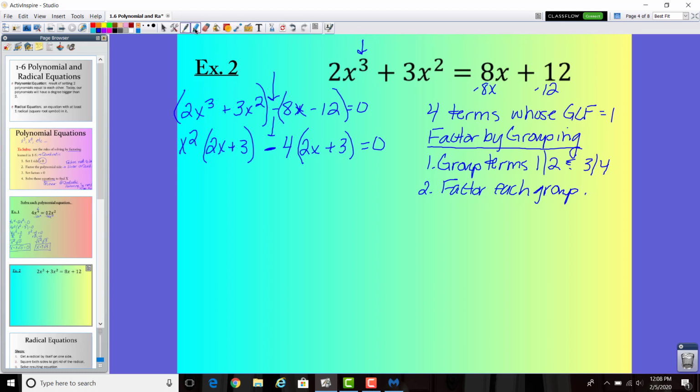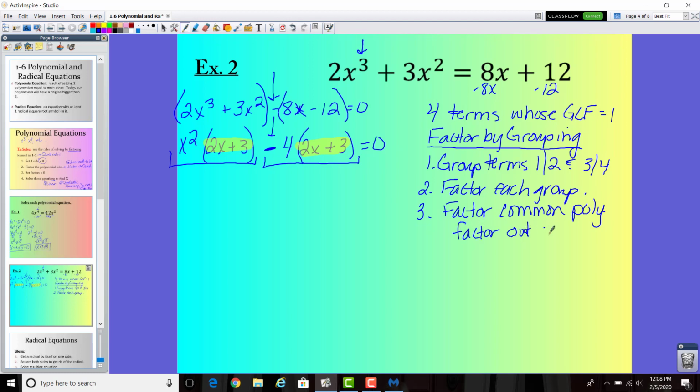If you have done factor by grouping correctly, you should notice that your polynomial factor in each of your groupings is the same. If it's not, you've done something incorrect and you need to go back. Okay? We're now going to look at this as 2 separate groups. We have factored each group. And now we're going to factor the groups again. We're going to factor the common polynomial factor out of each factored group.